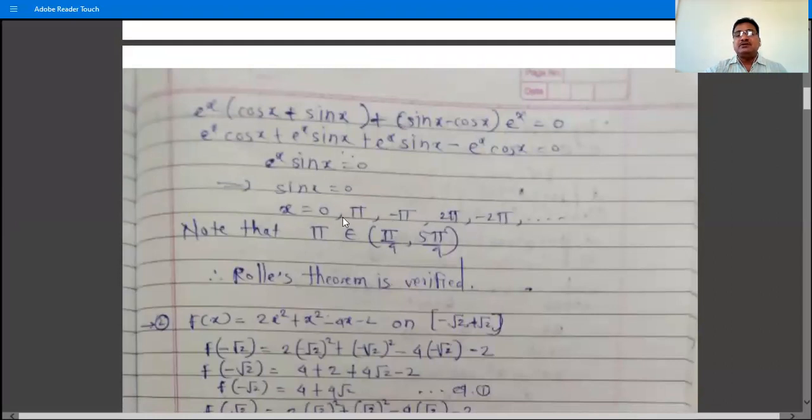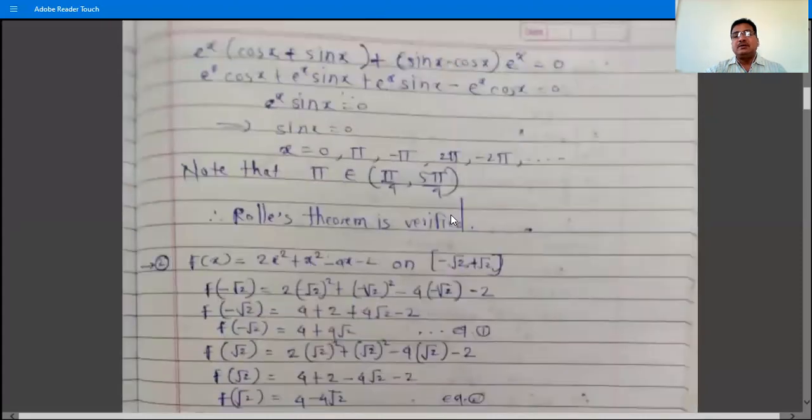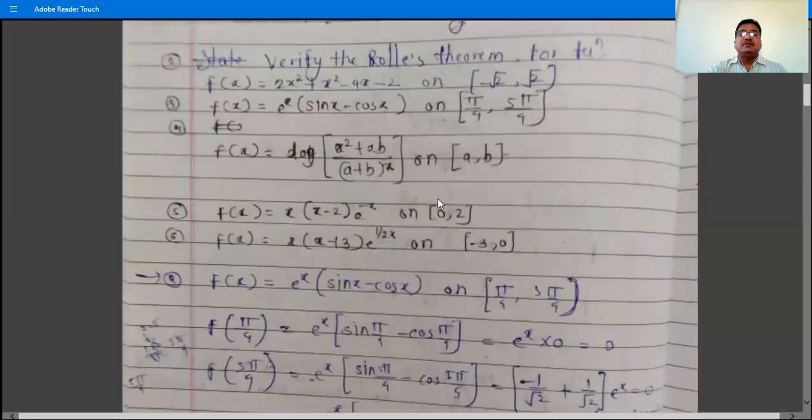And out of these values of x, the value pi lies between pi by 4 and 5 pi by 4. That is, we have at least one point in this interval at which the derivative is 0. And therefore, Rolle's theorem is verified.